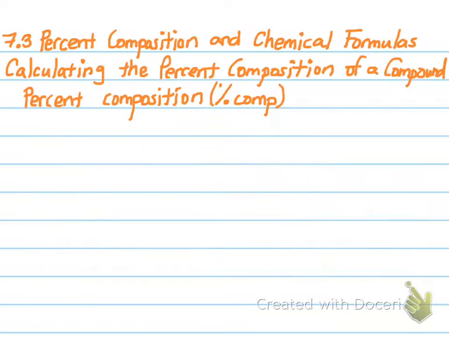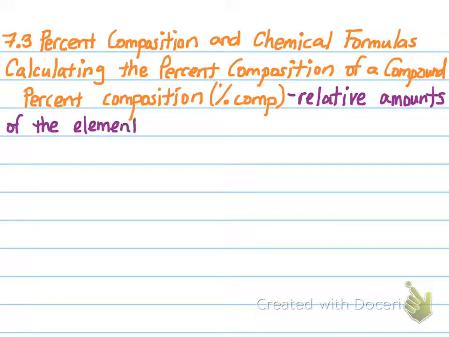So we're going to start by talking about how we calculate the percent composition of a compound. And we're going to start with the definition of percent composition. So the definition of percent composition is the relative amounts of the elements in a compound. So again, basically, we're talking about the relative amounts, okay?